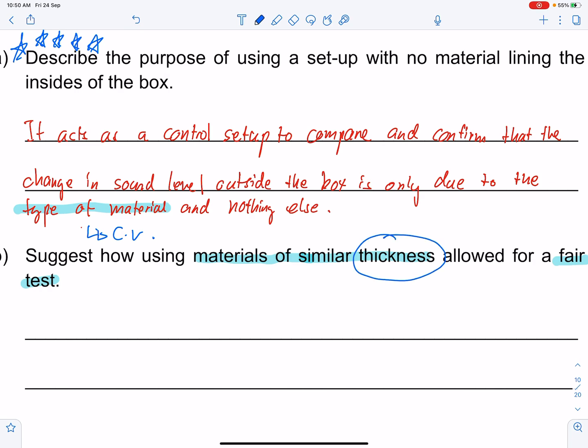You cannot say very generic things like, oh, because it ensures that there is only one change variable. Hello, they talk about thickness. You have to tell me, what does thickness affect? Correct? Okay, thickness actually talks about the amount of sound that will be blocked out.